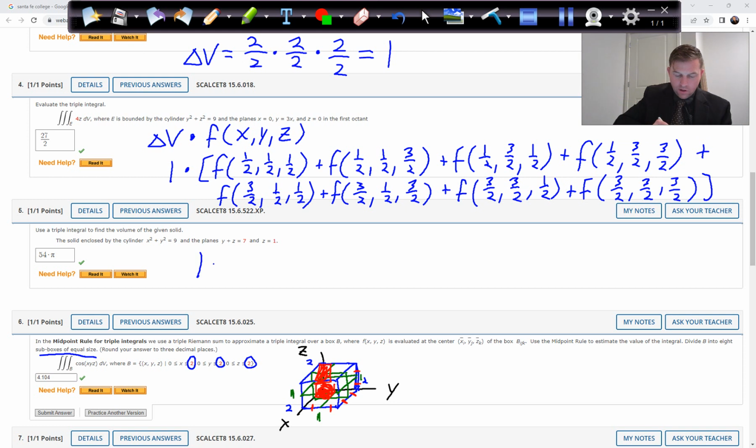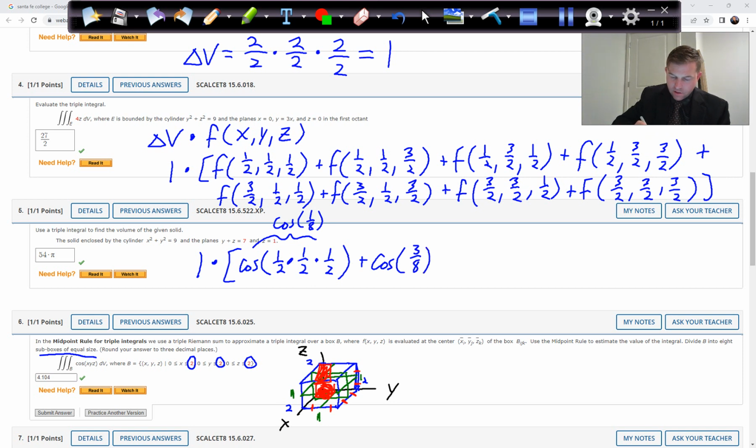So now we take 1 times, what is the function? The function is the cosine of x, y, z. So it'd be cosine of x, which is 1/2, times cosine of y, which is 1/2, times cosine of z, which is 1/2. And that's basically going to be cosine of 1/8. Then the next one's going to be cosine of, just look at these numbers, 1 times 1 times 3 over 8. So it's 3/8.